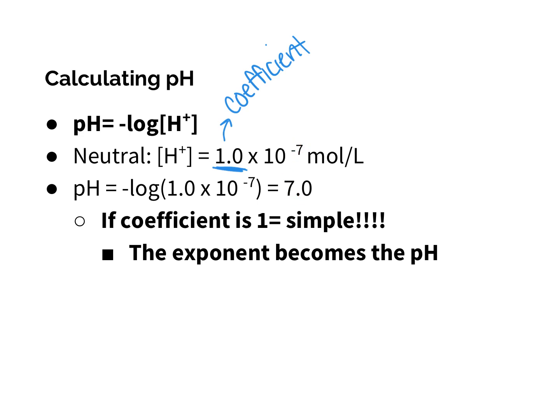Now the pH scale goes from 0 to 14. There's no negatives. So you just drop the negative. So instead of negative 7, it's just a pH of 7.